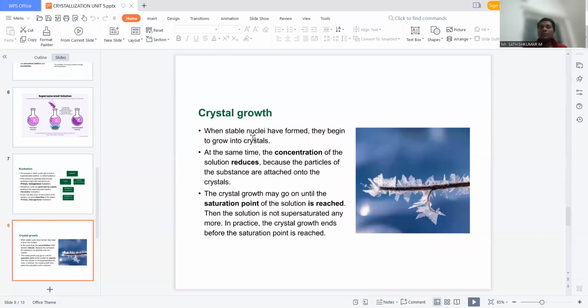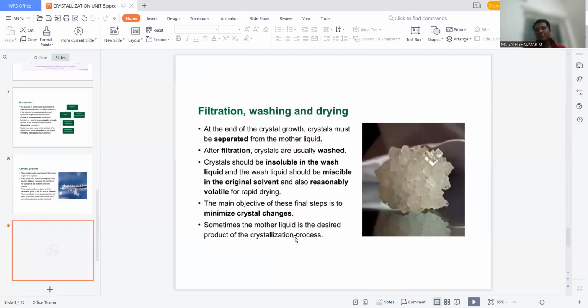Crystal growth. When the stable nuclei have formed, they begin to grow into big crystals. At the same time, the concentration of the solution is reduced because particles of the substance are attached onto the crystals. The crystal growth may go on until the saturation point of the solution is reached. Then the solution is not supersaturated anymore and the process of crystal growth ends.